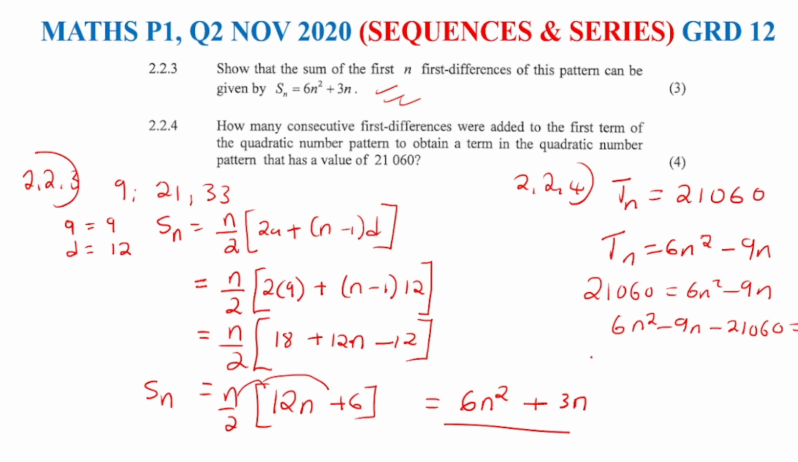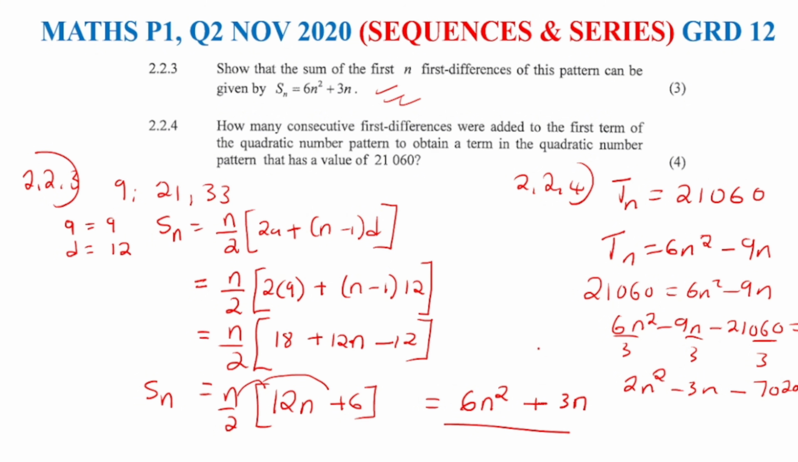Therefore we can divide everything by 3 to simplify this equation. If we divide everything by 3, we're going to be left with 2n squared minus 3n minus 7020 equals 0. Great stuff. So now we need to solve this equation right here, guys.